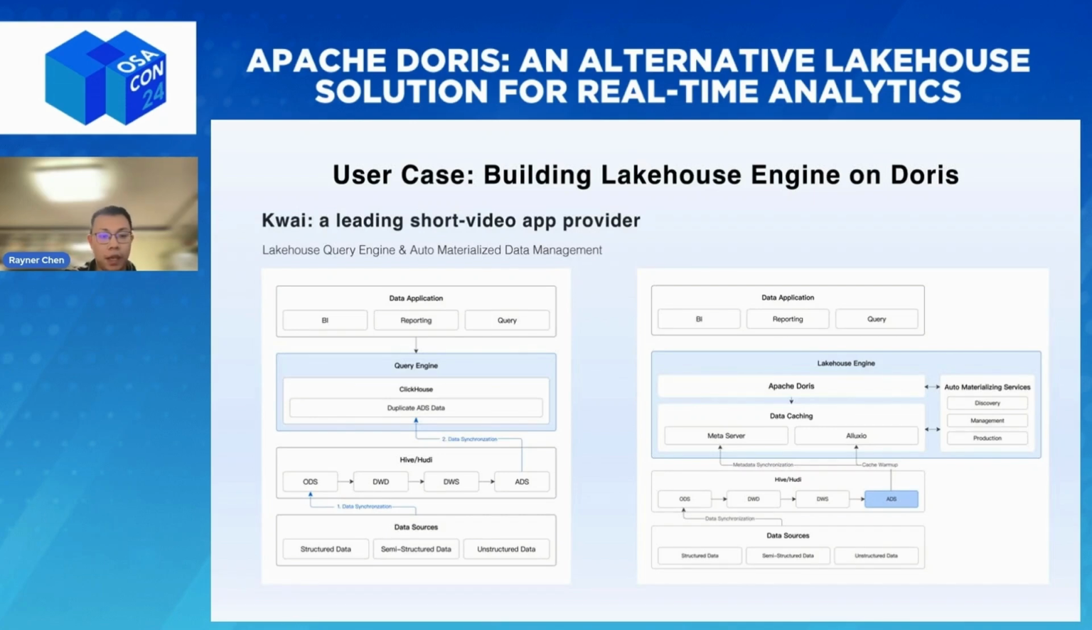By replacing Lakehouse with Doris, now they can query Hive and Hudi data directly without data import. It saves the overhead of data import and conversion. And also, they can use Doris' materialized view capability to accelerate queries, which was impossible with Lakehouse before. By upgrading the architecture, they built a Lakehouse engine instead of a simple query engine, and they not only simplified the data pipeline, but also improved the query performance.